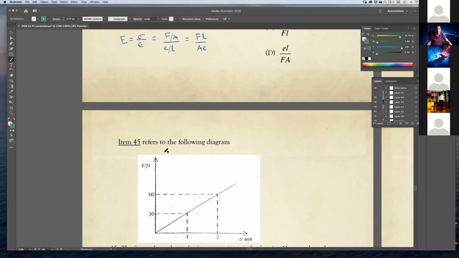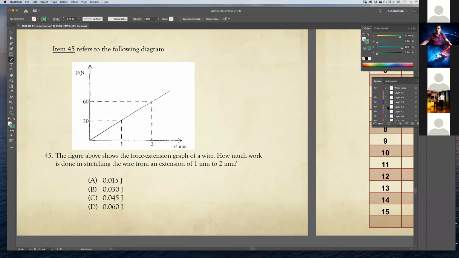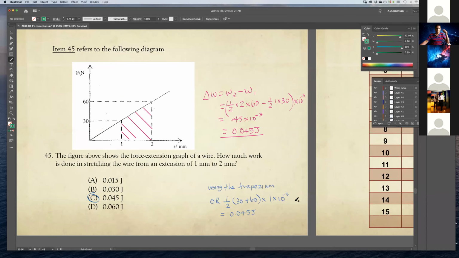And the final question, number 45. We know that the area under the graph represents the strain energy, or the energy stored in the wire when stretching is taking place, or the work done. All right? So when you stretch up to 1 millimeter extension, this area would represent how much work was done in stretching. Work is a half force by extension, a half Fe. That'll be this area here.